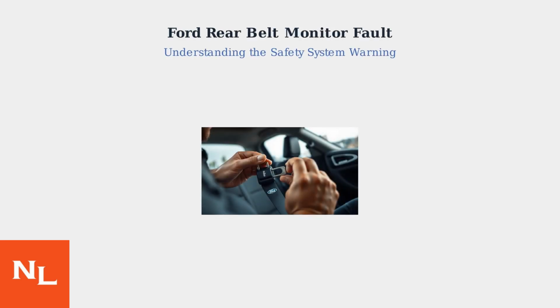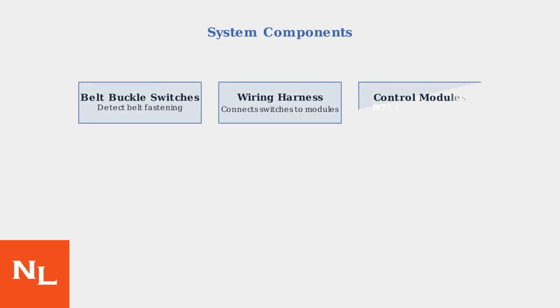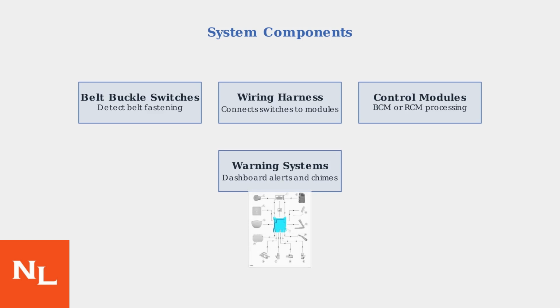The Ford rear belt monitor fault warning indicates a problem with your vehicle's rear seat belt monitoring system. This system is a crucial part of Ford's supplemental restraint system that tracks whether rear passengers have fastened their seat belts. The rear belt monitor system consists of four main components working together. Belt buckle switches detect when seat belts are fastened.